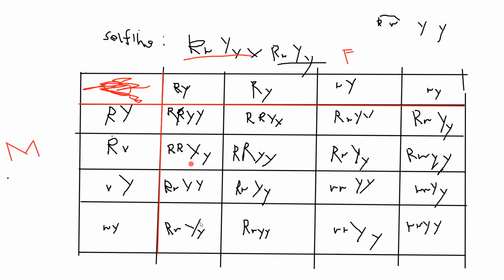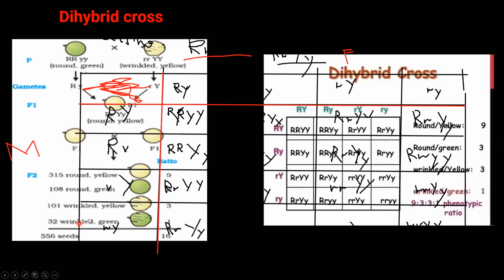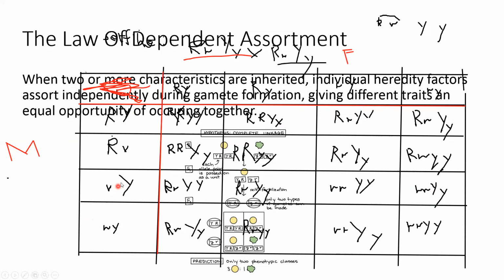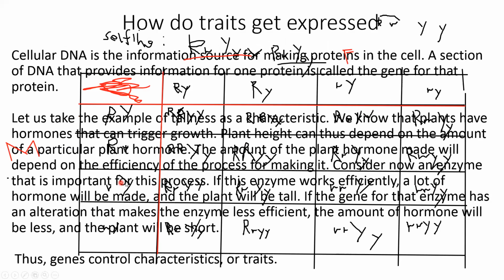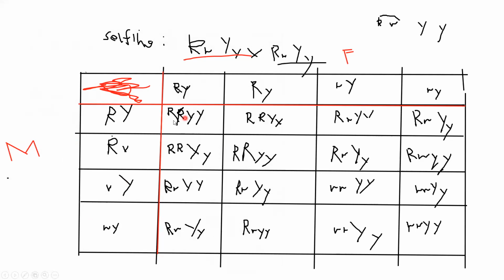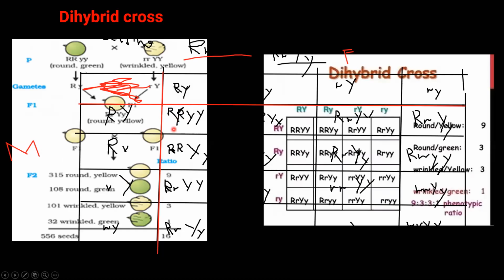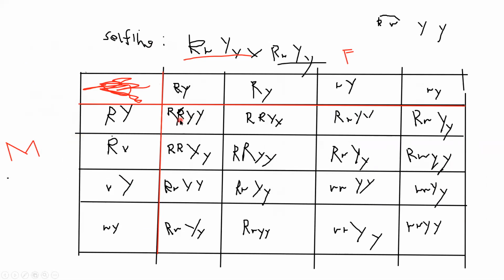The first one. Okay. Oh no! One second. Where is the empty one? So I'll just remind you that capital R is round. Capital Y is yellow. Small r is wrinkled. Small y is green. So now tell which is wrinkled and green.